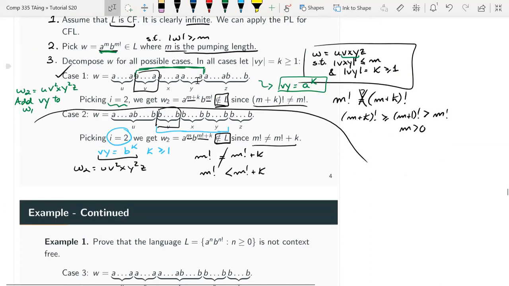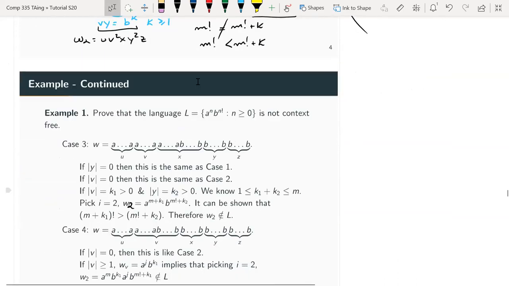So far, we've seen VXY only in the A's, and we've seen VXY only in the B's. Okay. The next thing that could happen is the V could be in the A's, and the Y could be in the B's. So what I mean by that is here, the V could be in the A's, okay, and here the Y could be in the B's, okay? So that's another possibility. And then in the middle, your X could be a bunch of A's and then a bunch of B's, okay? So you still have the possibility that VXY is at most M, okay?